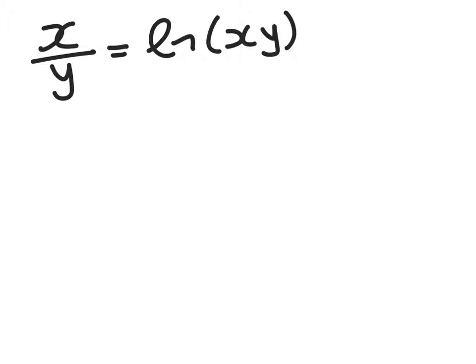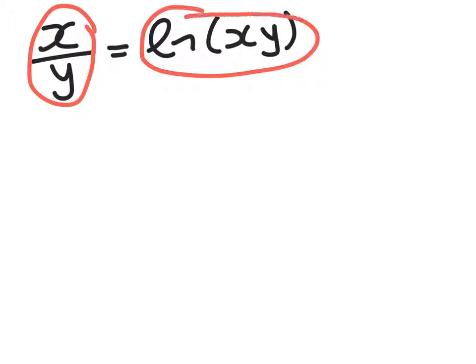Okay, so we're going to start like this. x over y is equal to the log of xy. Now, how am I going to differentiate the left-hand side? Well, I'm going to use implicit, but I'm also going to use the quotient rule. How am I going to differentiate the right-hand side? Well, I'm going to use the chain rule, because I've got a log of an inner function, and then I'll use the product rule and implicit to differentiate what's in there.